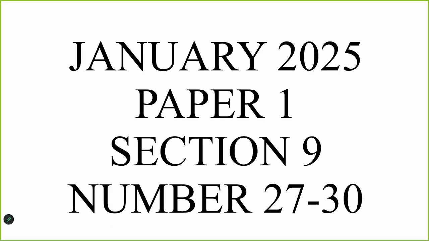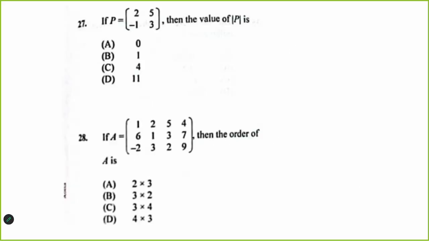Paper 1, which is 23 to 27 to 30. They want to find the determinant of P. Now, to find your determinant of a matrix, it is AD minus BC. So this is A, this is B, this is C, this is D. So that's 2 3s are 6, minus 5 by minus 1 is minus 5. So that's 6 plus 5, which is 11. So the answer is D.